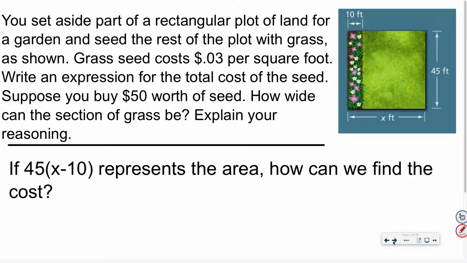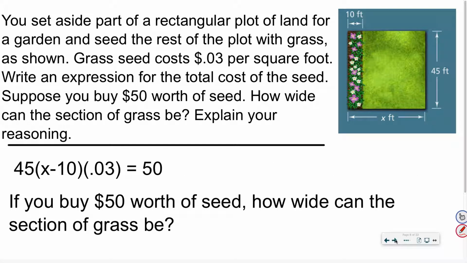How could we find the cost? What would you do? Like if you knew you had to multiply length times width, what would you do with that expression? The 45 parentheses x minus 10. Distribute, absolutely. If you distribute that, something that you've done before, you would be distributing a monomial, one term, the number 45, to a polynomial, x minus 10. Now, if I distributed that, then I could find the cost, that 3 cents, and I could set it equal to 50. So what would I do here?